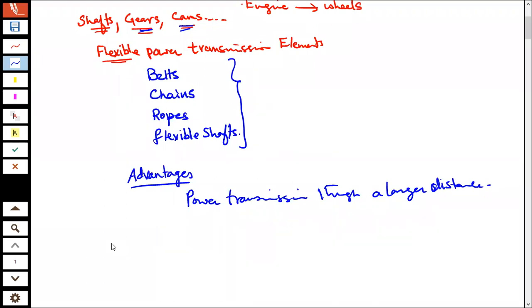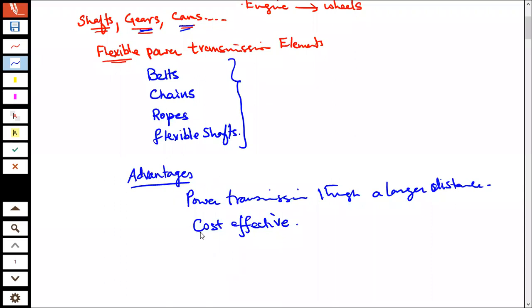Belts, chains, ropes. Similarly, the other advantages include they are not costly. If you want to make a gear that would transmit power from one side of a room to another side of a room, that is going to be very expensive. So cost matters sometimes.